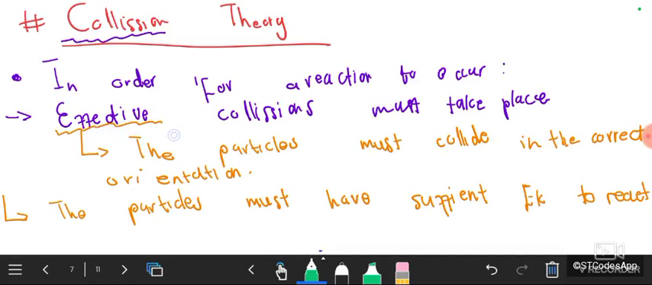And that's the key word of the day. There must be effective collisions. If the collisions are not effective, there will be no reaction. But you must understand why effective collisions are important. If a collision is effective, that means the particles must be colliding in the correct orientation, or the particles must have sufficient kinetic energy to react.